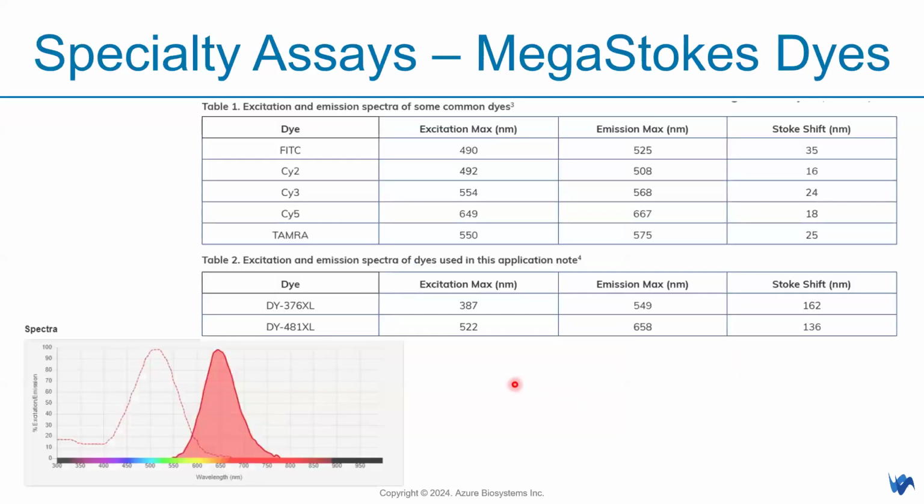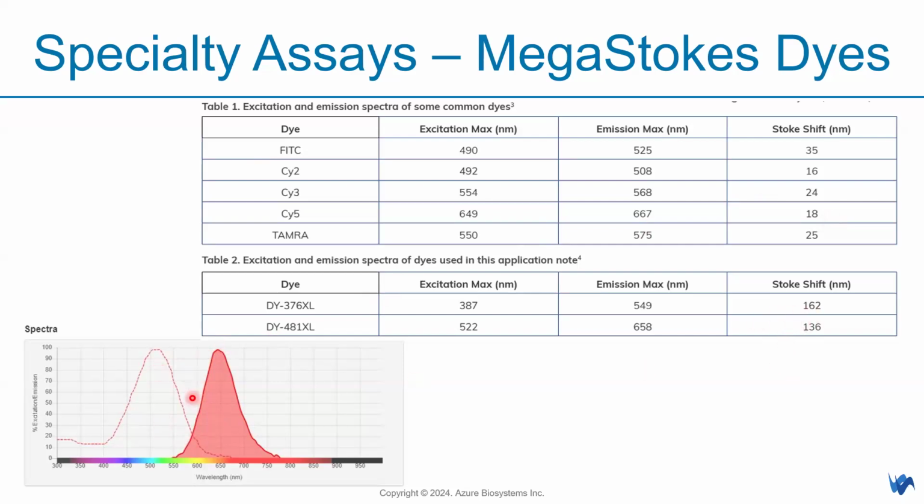And the second thing will be special dyes such as Mega Stokes dyes. So what are Mega Stokes dyes? They are dyes that have a very huge Stokes shift. That means the excitation maxima and the emission maxima are hugely separated. As you can see, compared to the normal ones, like let's say Cy2, Cy3, Cy5, FITC, where the Stokes shift is normally within 40 nanometer wavelengths, the Mega Stokes dyes have more than an 80 or 100 nanometer Stokes shift.